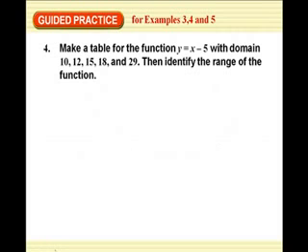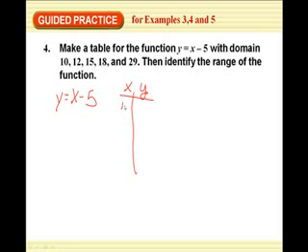So number 4, make a table for the function y equals x minus 5 with the domain of 10, 12, 15, 18, and 29. So I always just write the function over here, and I'm going to make myself a table. I see x and y, and my tables are going to go up and down because that's just the way my brain works.